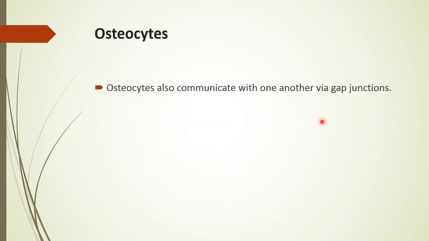The osteocytes also communicate with one another via gap junctions, as we saw in the previous slide. Gap junctions are found in the canaliculi, between the dendritic processes, and also in adjacent cells and the osteoblasts.